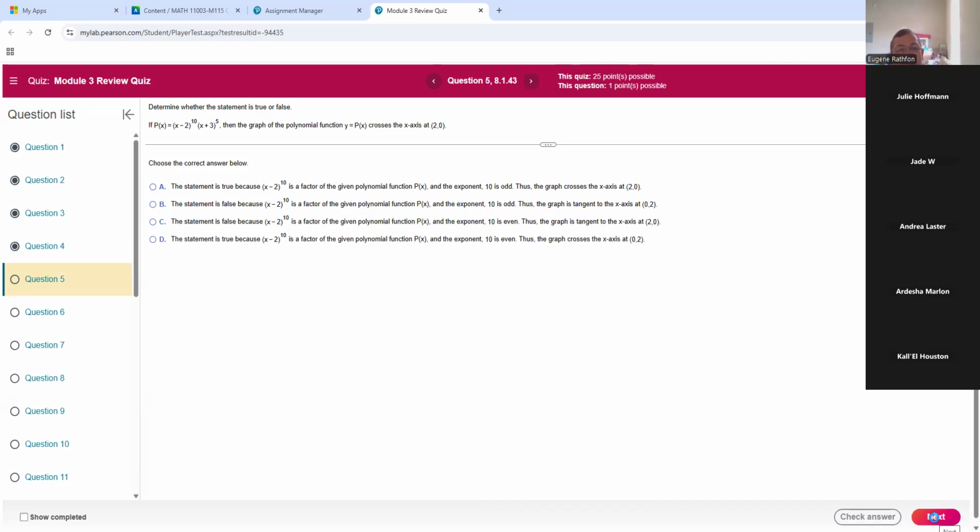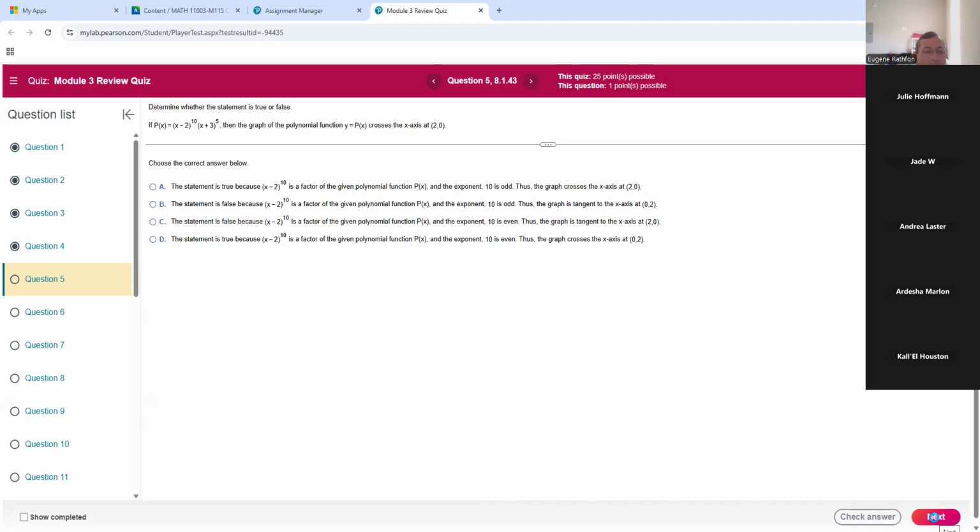Well, the only factor over here that would give you a zero of 2 would be the first factor, (x minus 2) to the 10th. Remember, if you set x minus 2 equals 0, you would get x equals 2, which is the same as the x-intercept of that point. Since it's coming from that factor, and that factor has an exponent of 10, 10 is an even exponent. And when they're even exponents, that means it comes down and it's tangent to the x-axis. So that is false because it's saying it crosses.